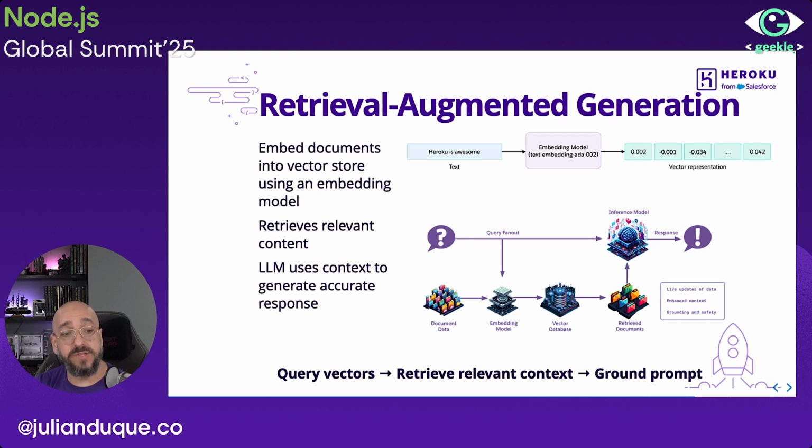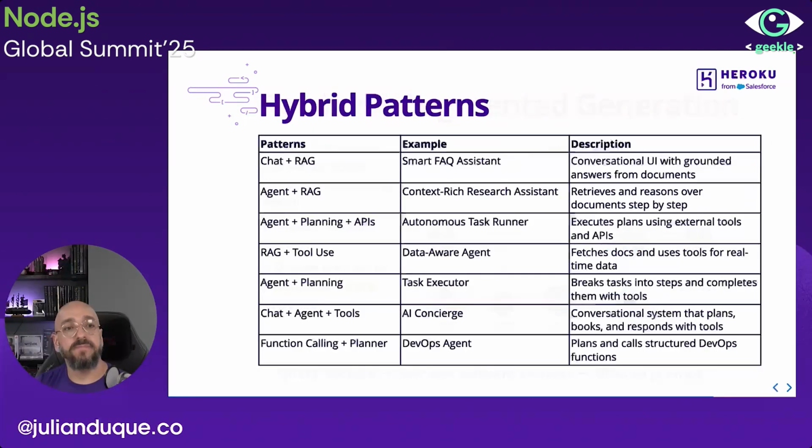And then I use the LLM with the content that I retrieve as the context of my prompt to generate an accurate response. So basically, I query vectors, I query that information, and I retrieve the relevant context so I can ground my prompt. Now that I have a grounded prompt with the content in there, I pass it to the inference model, the LLM, to get that proper response. And we are going to see an example of it in the playground.